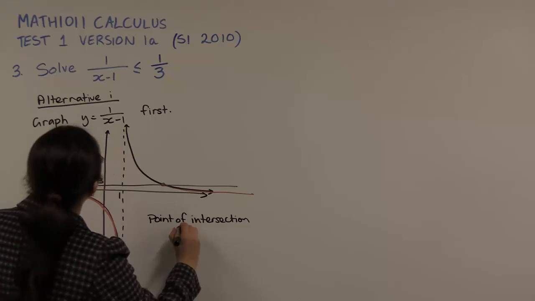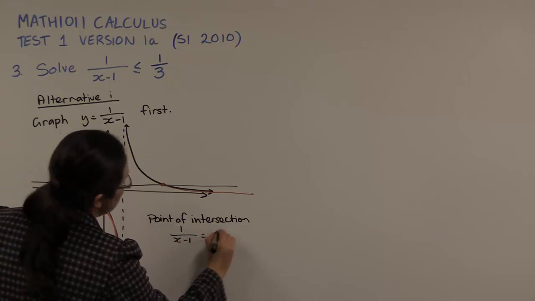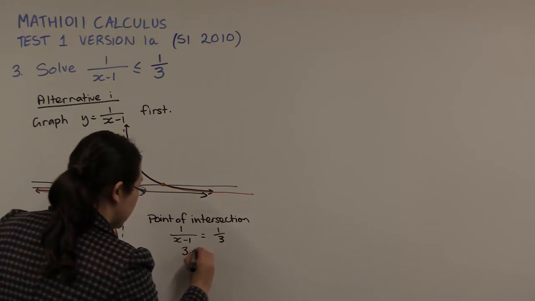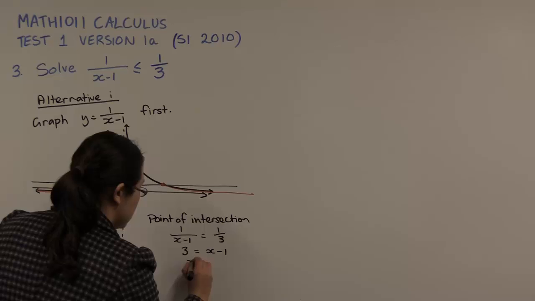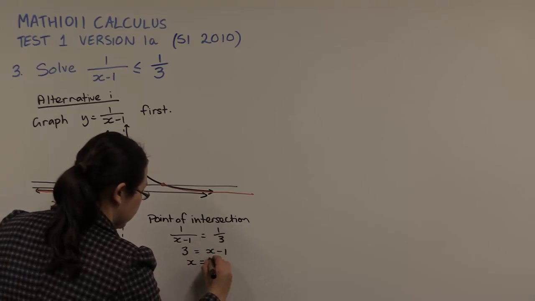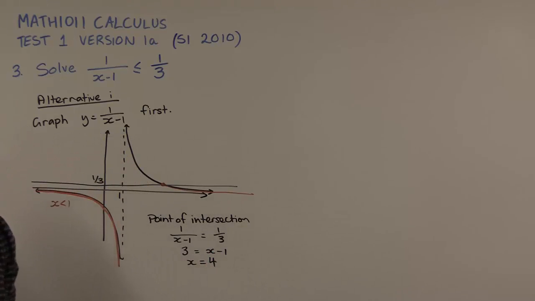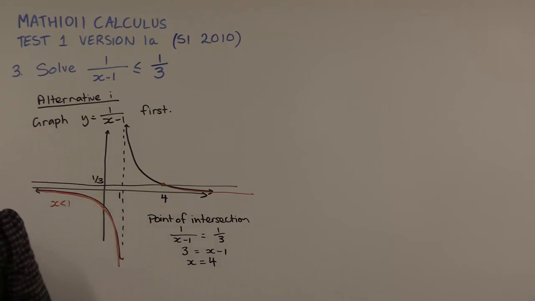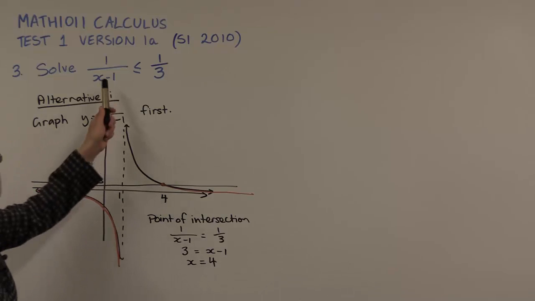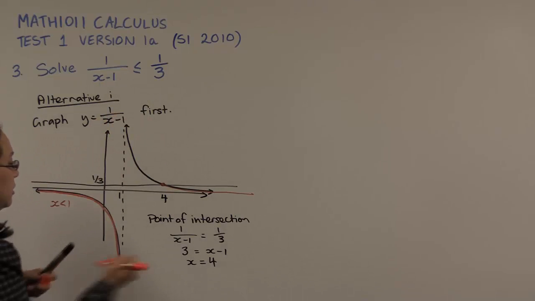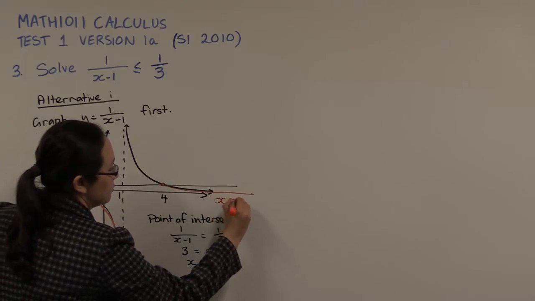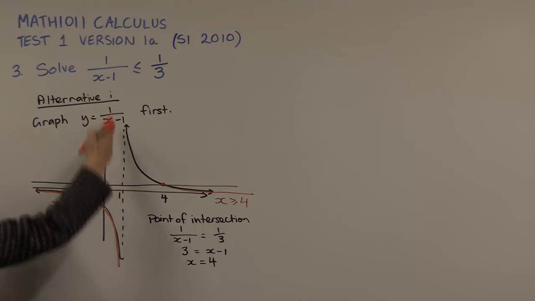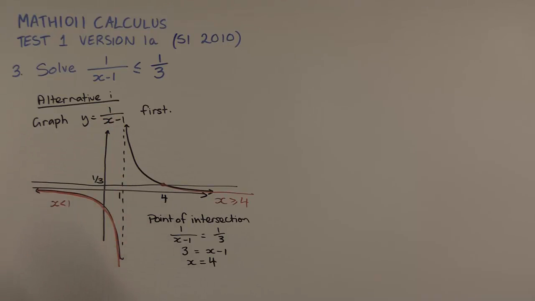So for the point of intersection, we're just solving when 1 on x minus 1 is equal to a third. Because this isn't an inequality, we don't have to worry about whether to flip signs or not. We can just solve it by cross multiplying, and then we obtain x equals 4. So this value here is actually 4. So our graph is less than or equal to a third for x bigger or equal to 4 on this side, or x strictly less than 1. It's strictly less than 1 because it can't be 1, because that's an asymptote there.